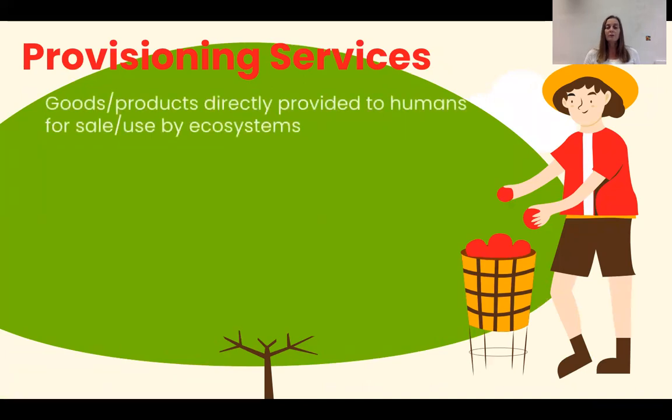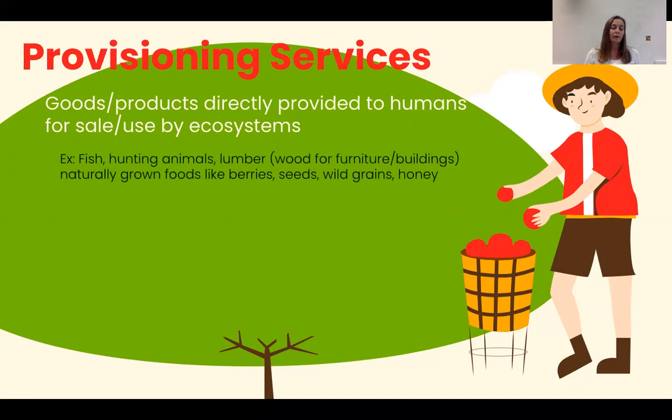So when we talk about provisioning services, we are talking directly about goods or products that are provided to us by ecosystems. So for our example of fishing, we didn't put the fish there, we're not breeding the fish, we're not feeding the fish, but we're able to harvest fish. Hunting animals that we can then sell, lumber, which gives us wood for furniture and buildings, paper products, again, which come from trees, naturally grown foods, so things like honey, wild grains, berries, anything that we can collect directly from nature.